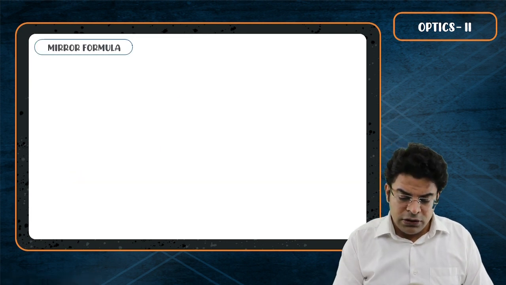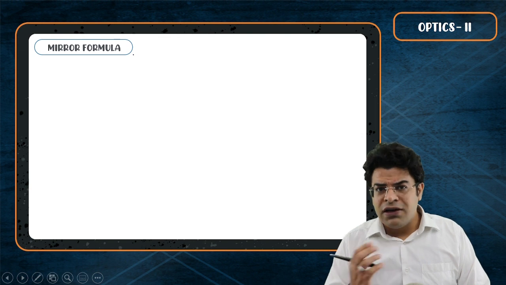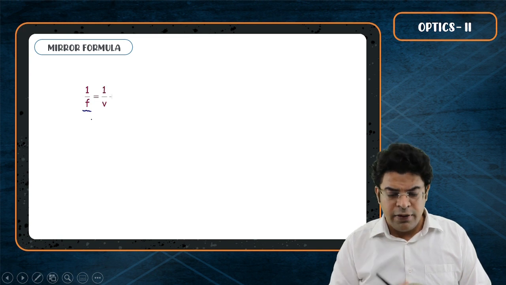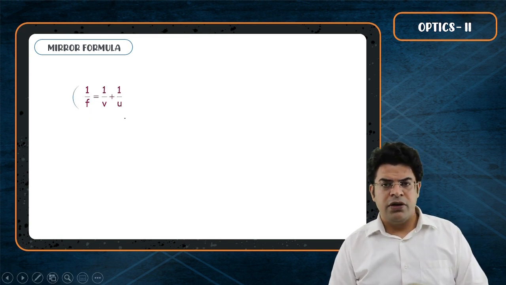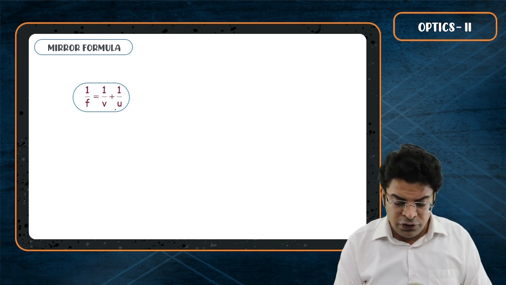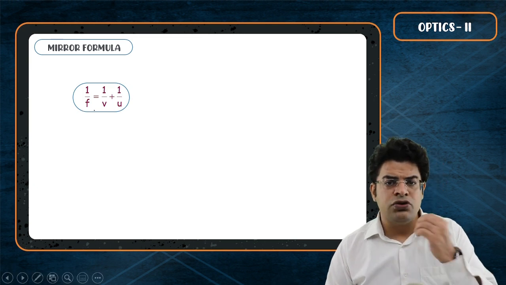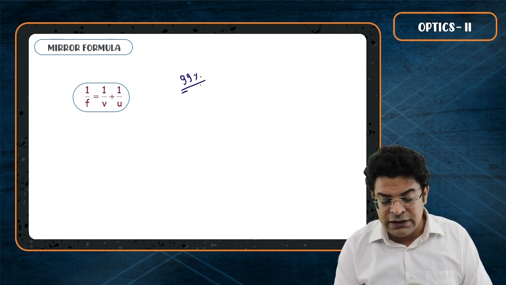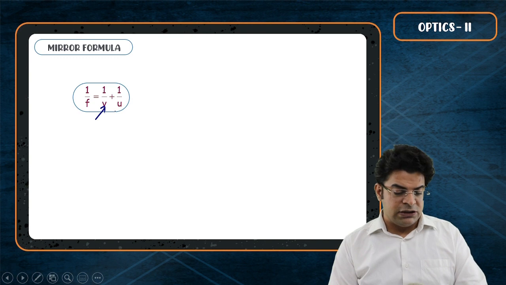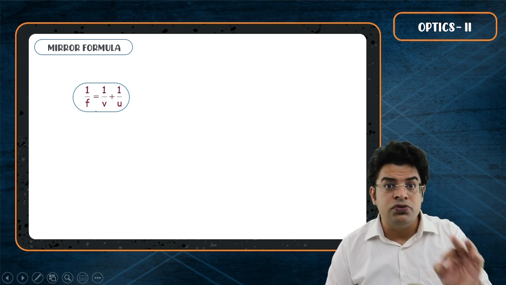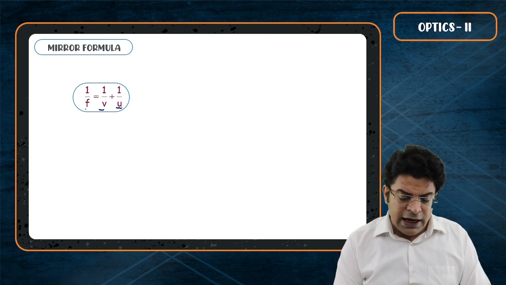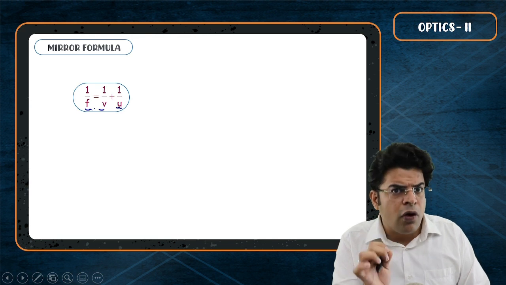Now let's talk about the mirror formula. What is the mirror formula? For a spherical mirror, the mirror formula is given by 1/f = 1/v + 1/u. I know that most of you remember this formula, but if I ask the definition of u, v and f from students, I know that 99% of students give the wrong definition. What is u? Sir, object distance. What is v? The image distance. What is f? The focal length. Never use this terminology.